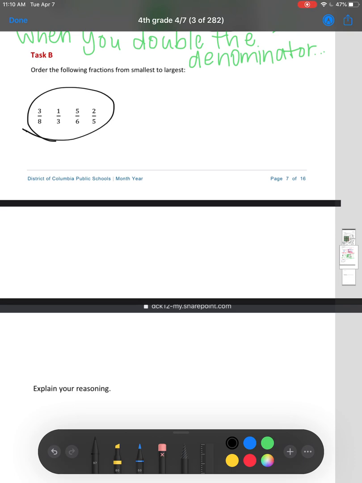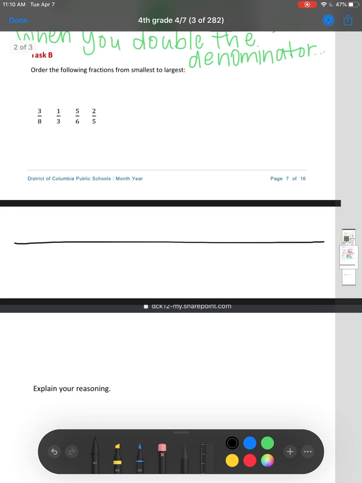The least common multiple between these fractions is 120. So that's a lot, right? So we're not going to use least common multiple here, but we are going to use what we know about fractions and using a number line, okay? So I'm going to draw a number line down here. All right. Now, I'm going to look at all of my fractions up here, okay?